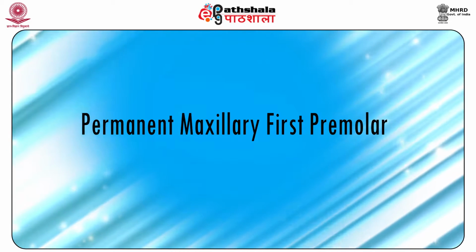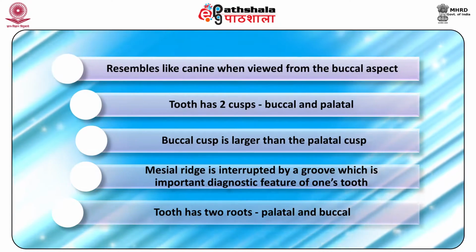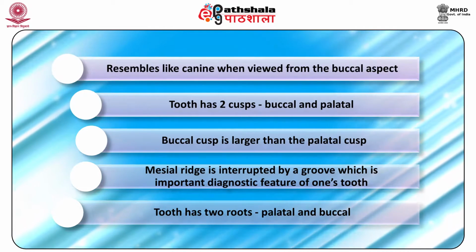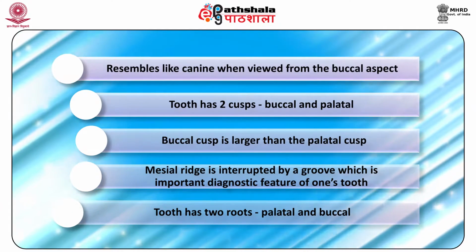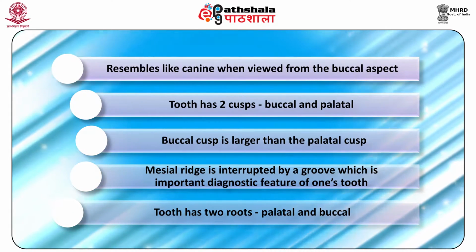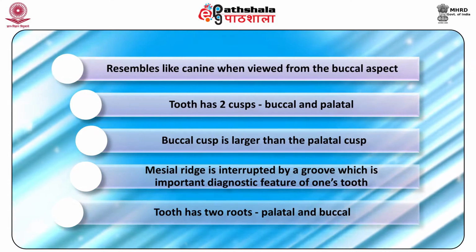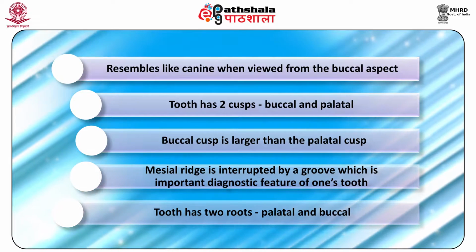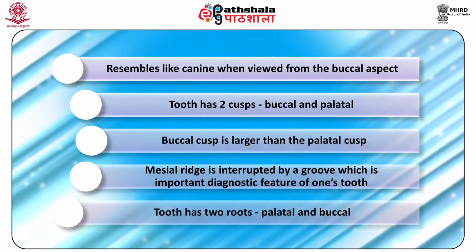Then coming on to the permanent maxillary first molar. It resembles a canine when viewed from the buccal aspect. The tooth has got two cusps, buccal and palatal. The buccal cusp is larger than the palatal cusp. The mesial ridge is interrupted by a groove, which is an important diagnostic feature of this tooth. The tooth has two roots, palatal and buccal.